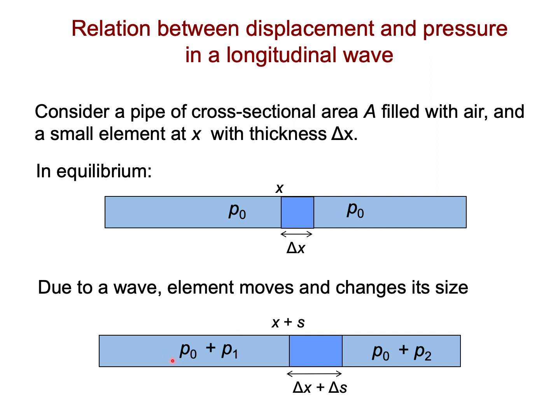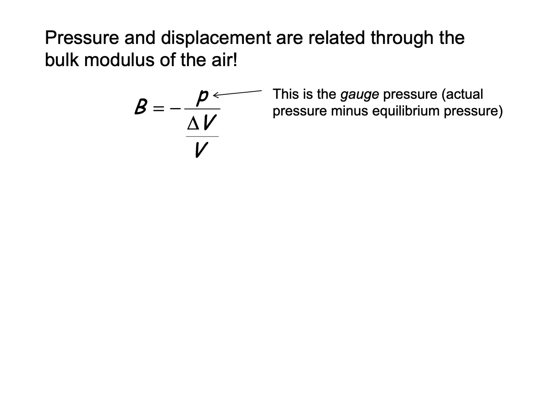On the left, it sees the nominal atmospheric pressure plus P1, and on the right, it sees the nominal atmospheric pressure plus P2. Now, before we move on, we need to define a new concept, and this is what's known as the bulk modulus. The bulk modulus is a property of materials, particularly here we're talking about gases, and it's sort of a restorative force for gases.